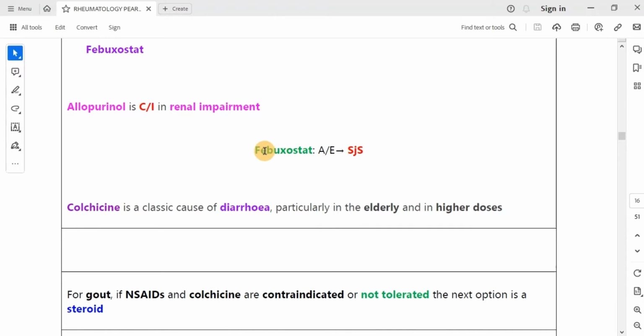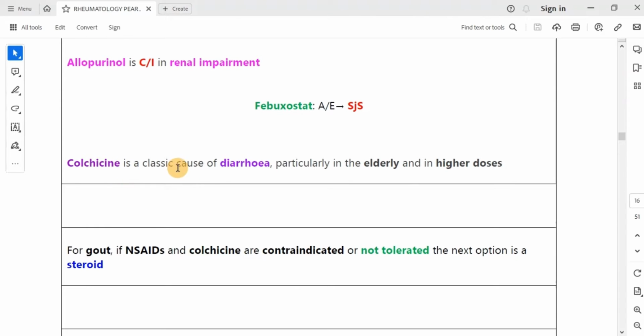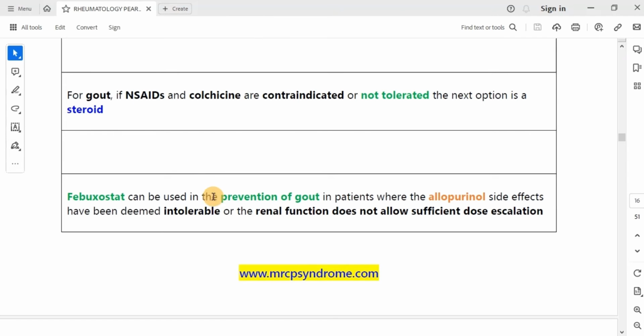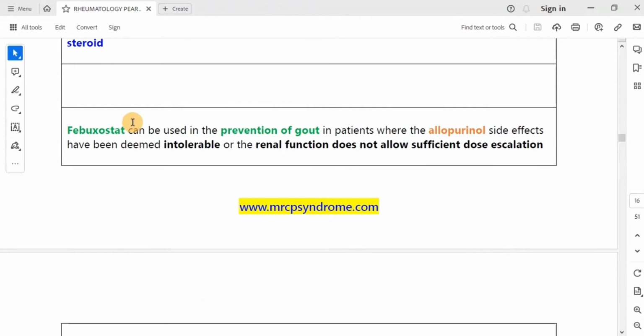One of the notorious side effects of febuxostat is Stevens-Johnson syndrome. And colchicine is a classical cause of diarrhea, particularly in the elderly and at higher doses. So colchicine should be avoided in an elderly patient, especially if they have any features suggesting that they might develop diarrhea in the upcoming days. For gout, if NSAIDs and colchicine are contraindicated or not tolerated, the next option is a steroid. Febuxostat can be used in the prevention of gout in patients where allopurinol side effects have been deemed intolerable or the renal function doesn't allow sufficient dose escalation.